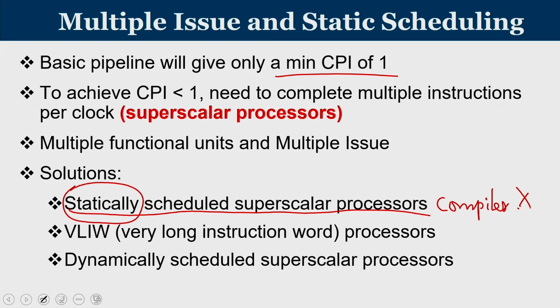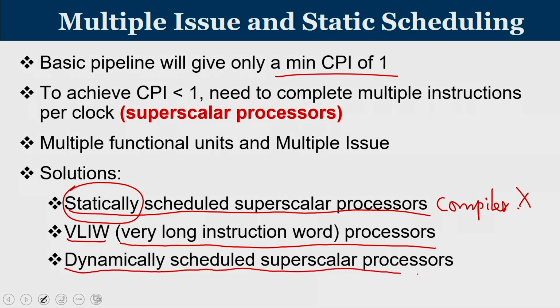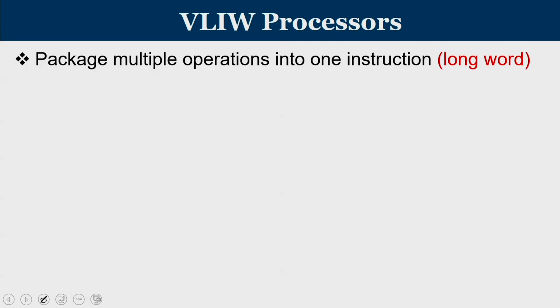The second one, a little wider used version, is known as VLIW, very long instruction word processors, which we will learn in detail later. And the last one, the most common one, is known as dynamically scheduled superscalar processors. Let us focus our attention on VLIW processors. In VLIW processors, we are packaging multiple operations into one instruction, and that is known as a long instruction word.